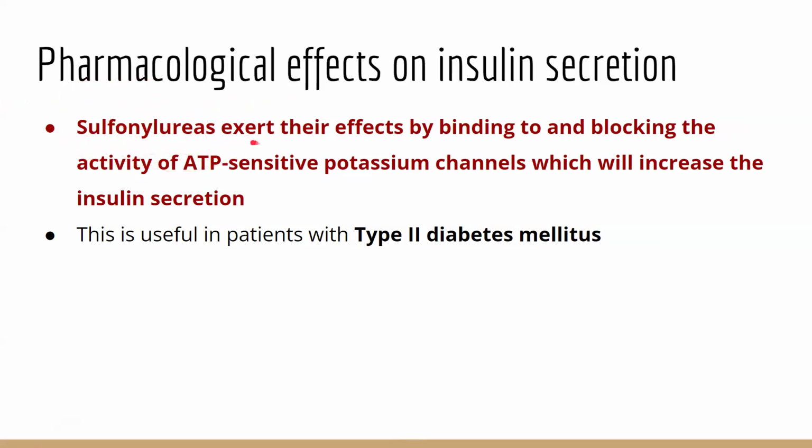But sulfonylureas exert their effects by binding to and blocking the activity of ATP-sensitive potassium channels, which will increase insulin secretion. So it's basically doing the exact same thing that ATP is doing. It still binds and blocks the potassium channels, so you'll still have the calcium ion influx because potassium ion efflux is blocked. So you'll still have the vesicular release, and this is important in patients with type 2 diabetes mellitus.